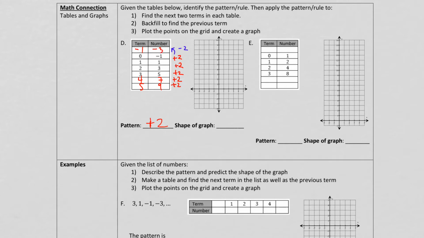To finish this, I'm going to ask you to plot these points on this grid. I'll go one by one. First with the -1, -3. -1, -3 is -1, -3. We'll put a dot there. Then we have the point 0, -1. So 0, -1 is going to be 0, then -1, which is right there.